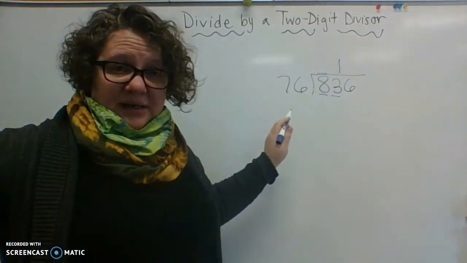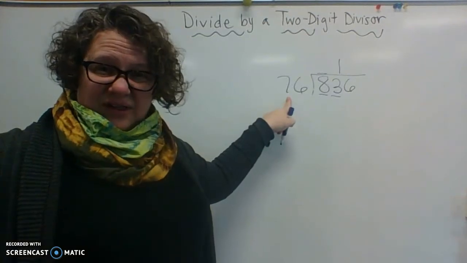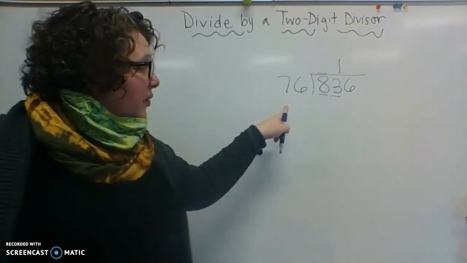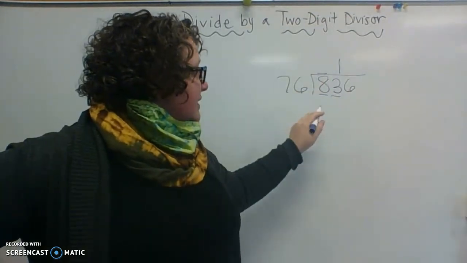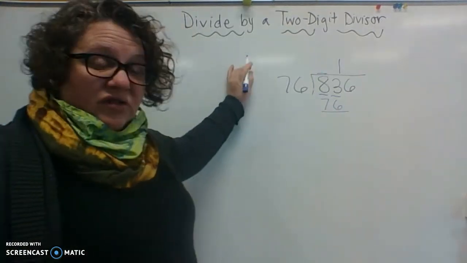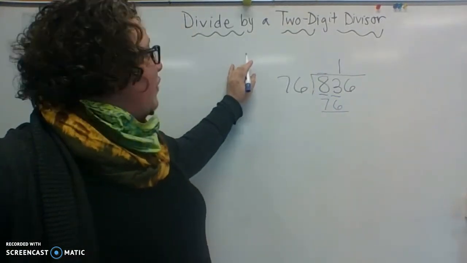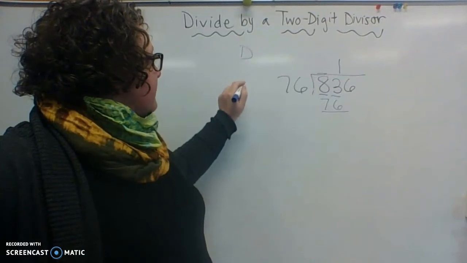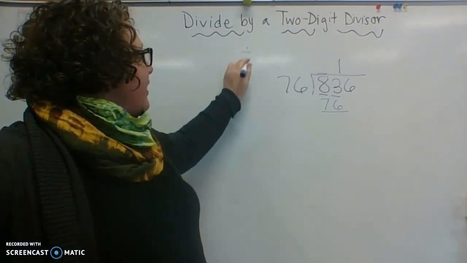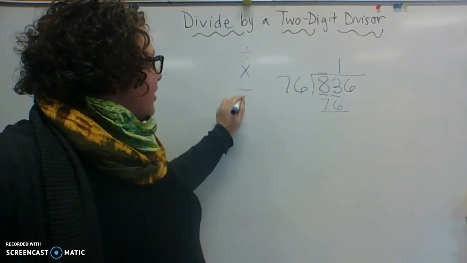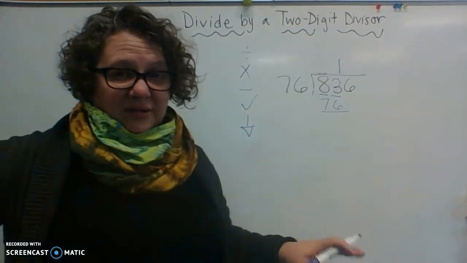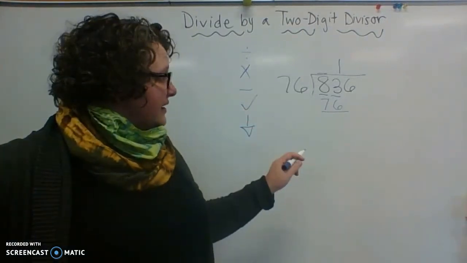So 1, because if I did 2 times 7, that'd be 140 for 70. So 1 times 76 is 76, and then we subtract. So we still do this division process that you've learned so well. Divide, multiply, actually I'll do the signs, divide, multiply, subtract, check, and drop down. That pattern still exists in this process.